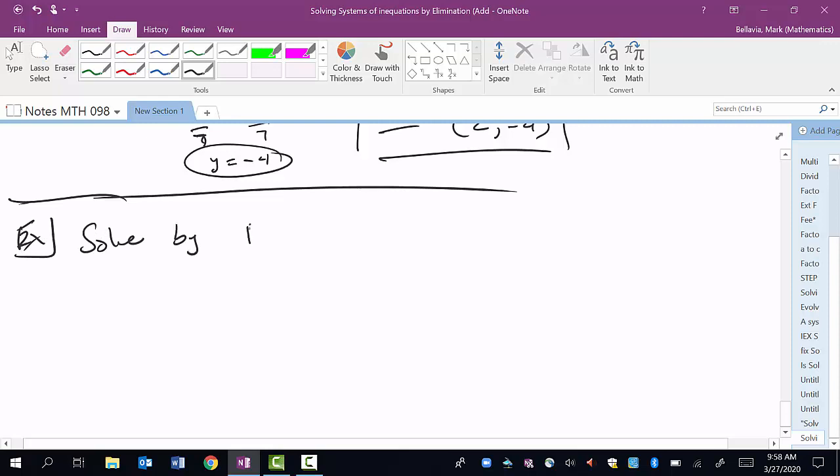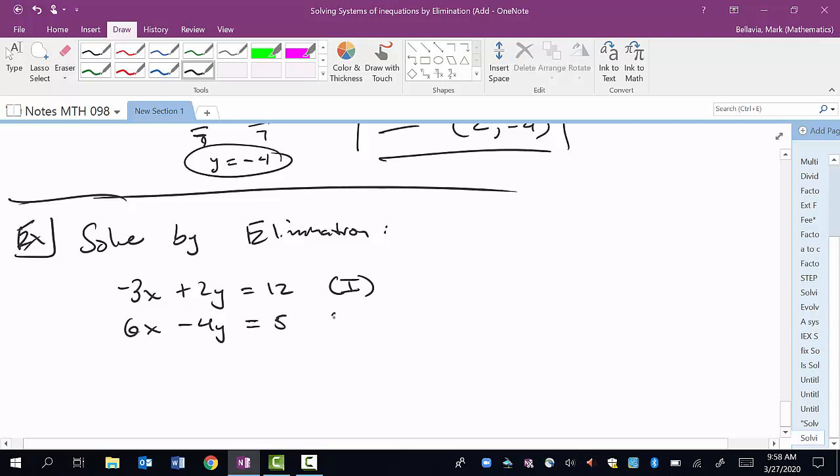If I said solve by elimination, if I had -3x + 2y = 12, I'll label that equation 1, and 6x - 4y = 5, I'll label that equation 2. And I want to solve by elimination. So first off, they're in standard form, which is good, right? We have them both lined up properly.